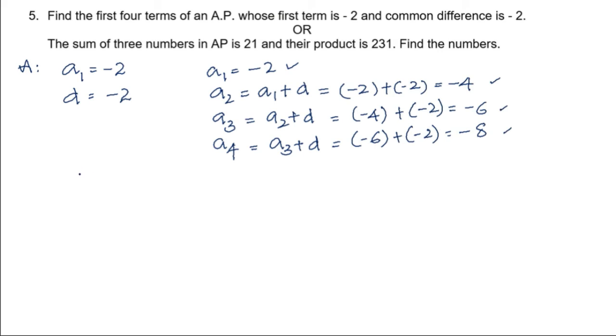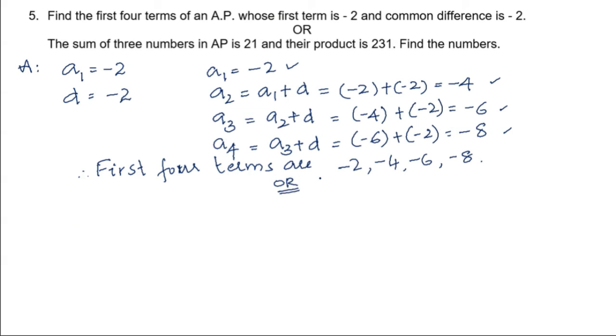So whenever you write the answer, you better write the conclusion part. The first four terms are -2, -4, -6 and -8. Now I'll solve the optional question.